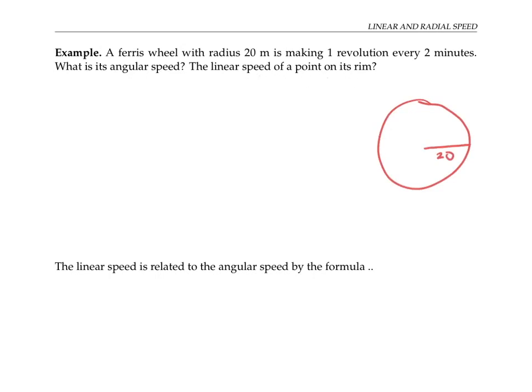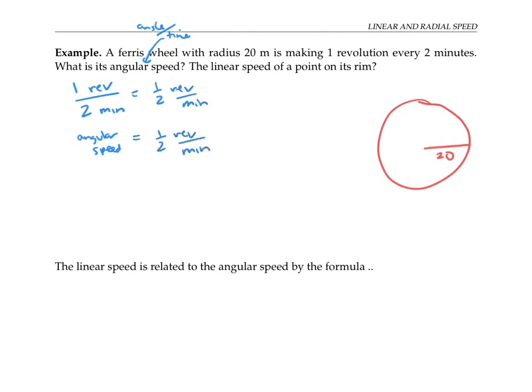Now the Ferris wheel is going 1 revolution every 2 minutes. So that's 1/2 revolution per minute. I want to find the angular speed, which is the angle it goes through in time. I've already got a unit of time in the denominator, minutes, but I've got to somehow convert revolutions to angle. My angular speed is 1/2 revolution per minute, times 2 pi radians per 1 revolution, with revolutions on the bottom so the units cancel out. 1 revolution is going through an angle of 2 pi radians. That means my angular speed is going to be 1/2 times 2 pi radians per minute, or pi radians per minute.